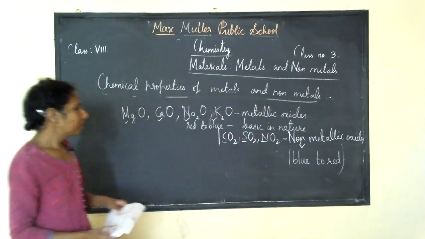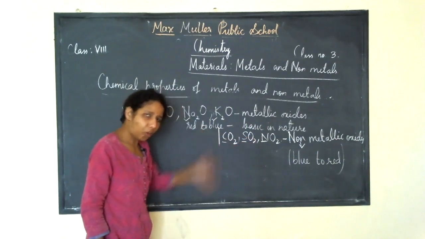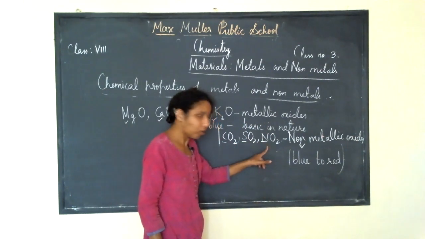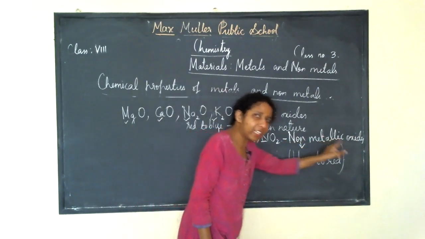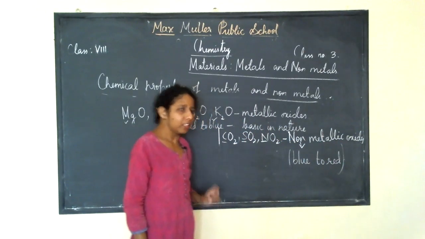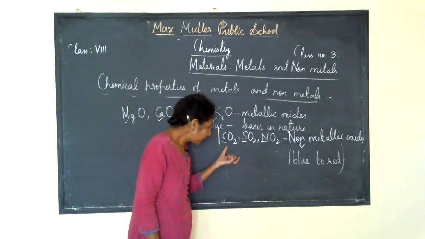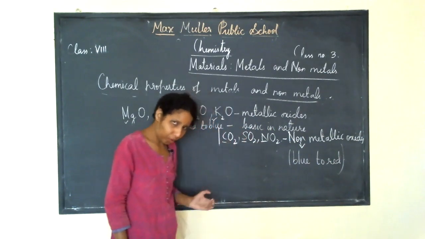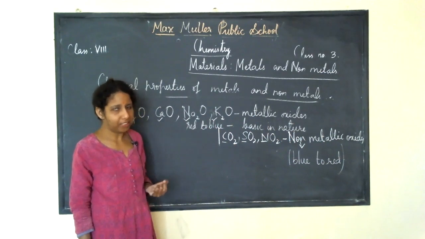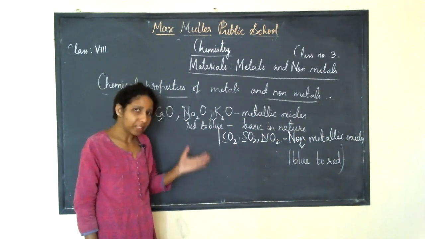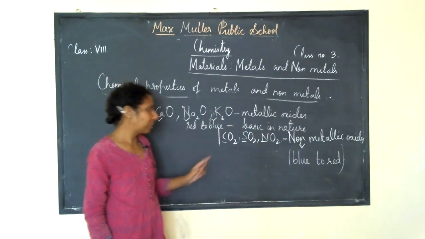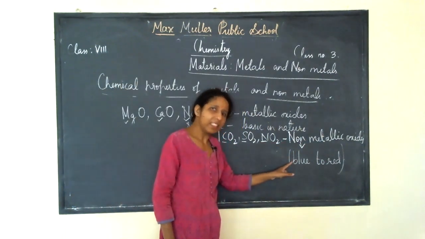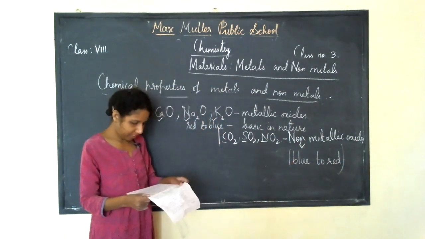See here, carbon, sulfur and nitrogen are non-metals, isn't it? Therefore carbon dioxide, sulfur dioxide and nitrogen dioxide are non-metallic oxides. If you dissolve them in water and perform the litmus test, they turn blue litmus to red, indicating non-metallic oxides are acidic in nature. So do people understand this?